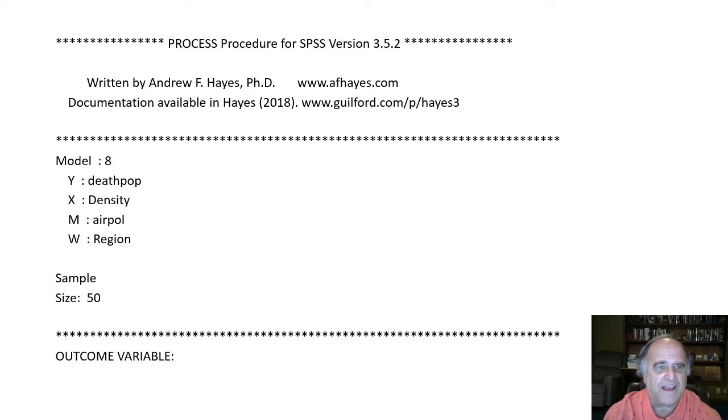If you want to go back, you can, to the little model I showed you of what Model 8 looks like, and you can see how this would then be set up. And again, we've already done analyses using both air pollution and found it to be a mediator, and region and found it to be an interaction.